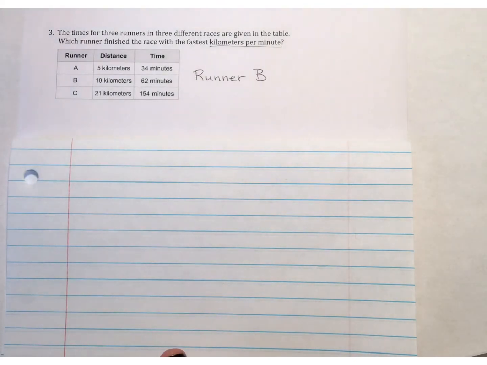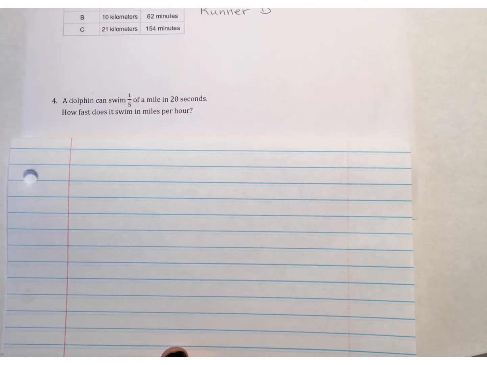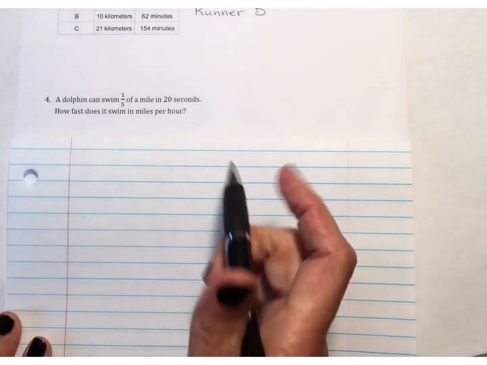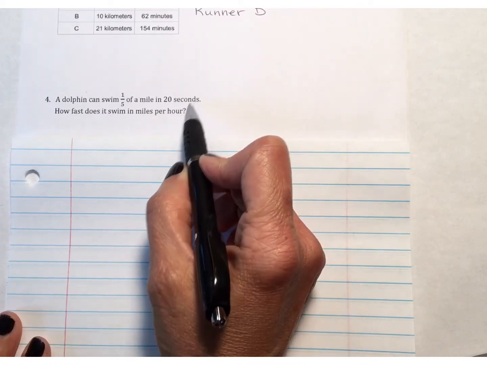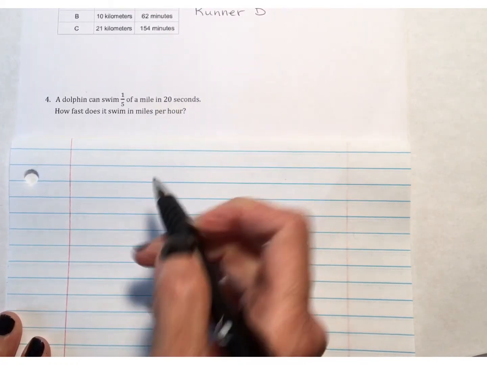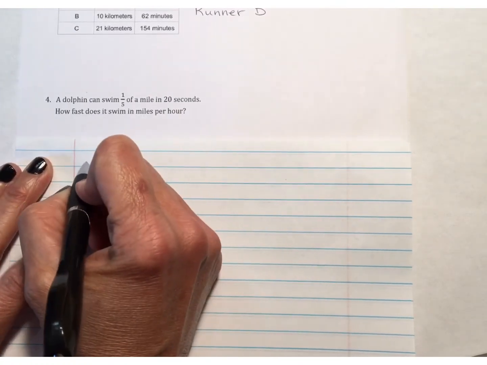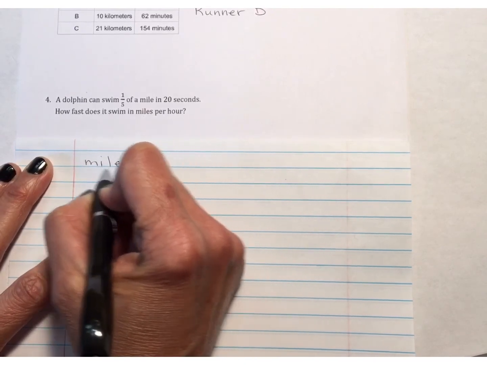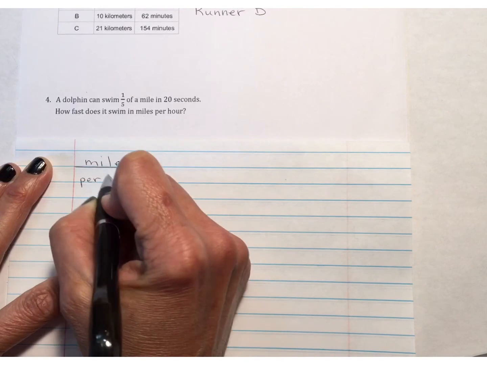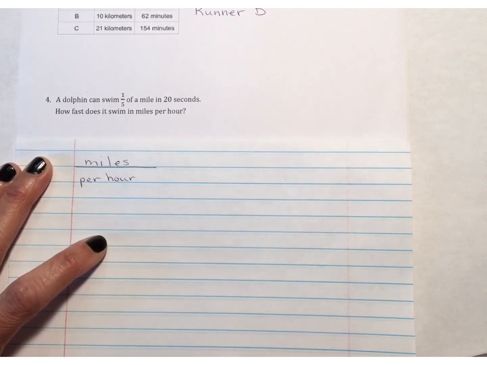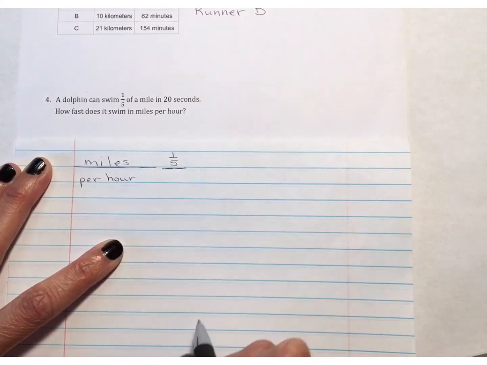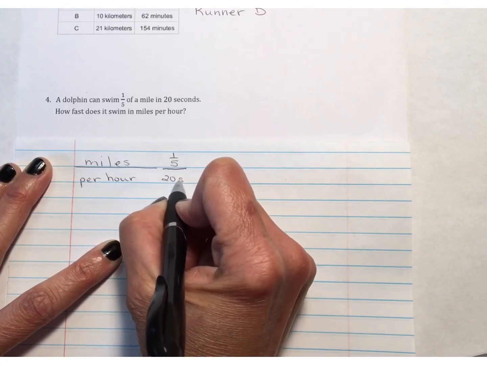Last question, number 4. So this question states, a dolphin can swim 1/5 of a mile in 20 seconds. How fast does it swim in miles per hour? Now notice here we have miles to miles, but seconds to hours, so we need to convert this, but we're going to have to do this at the same time. So we know that we are miles per hour, and set up this ratio. And we know it will swim 1/5 of a mile in 20 seconds.